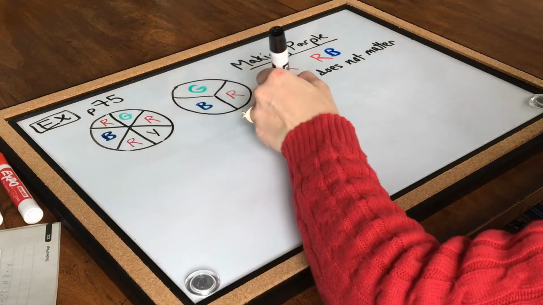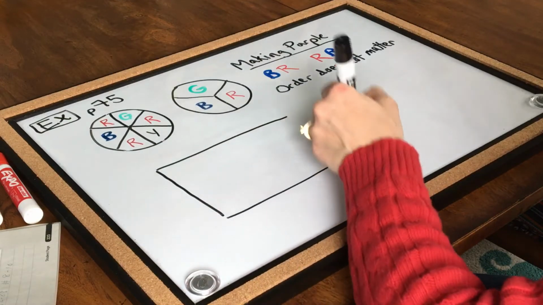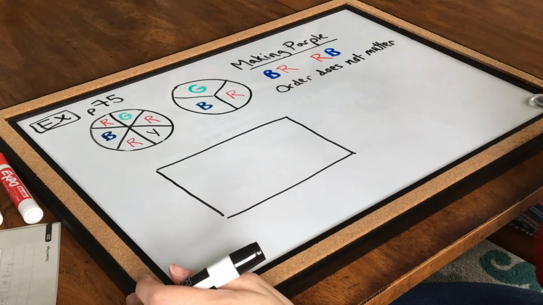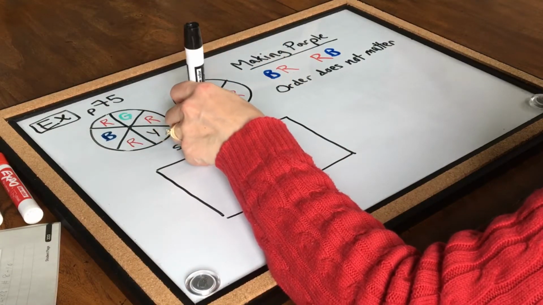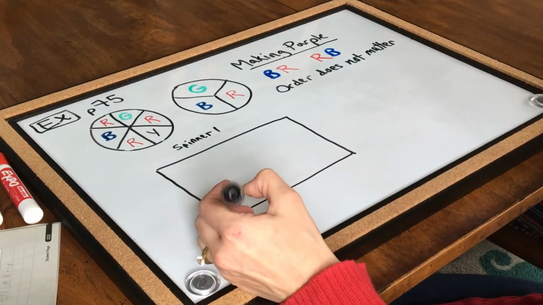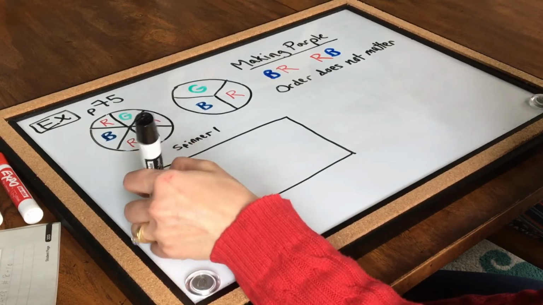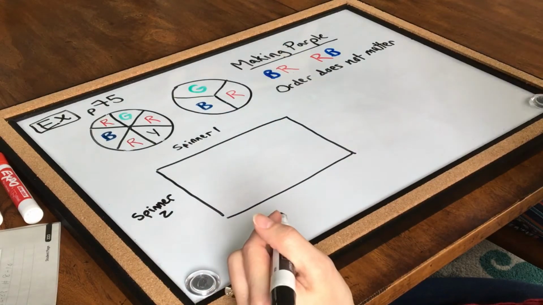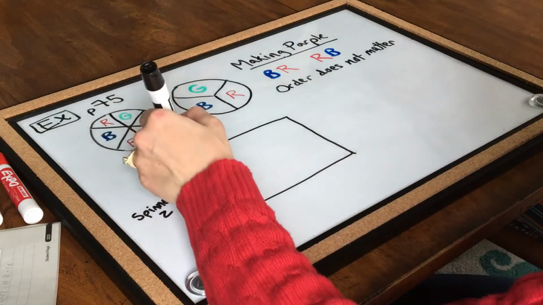Well, yesterday your book suggested we make an area model. So I'm going to make an area model, and I'm going to put spinner 1 on the top today, just because I can get a longer rectangle and I've got 6 possible outcomes. And then I'm going to put spinner 2 on the other side. It doesn't really matter what side you put it on. If you want to do a long rectangle, that's fine with me too.